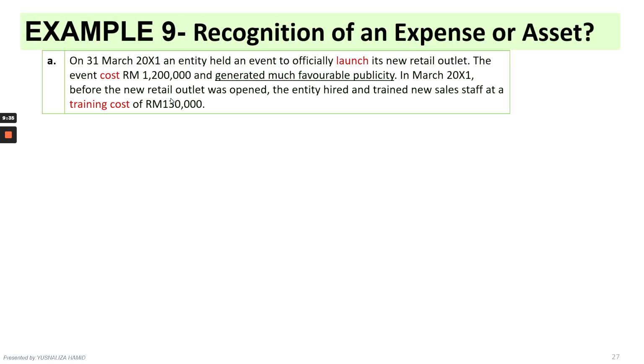So let's look at some examples here. So this one is about launching costs. You can spend your time to go through the example, but this one is launching expenses which cost them 1.2 million. They generated a lot of favorable publicity, and now they also need to incur training costs because of that new retail outlet. Is this an asset or an expense? It is an expense. Okay, can you follow me?